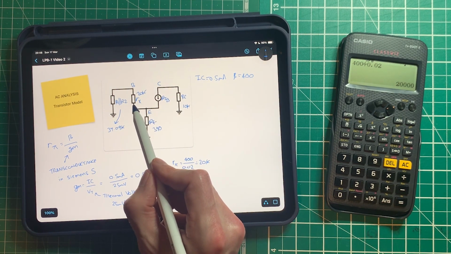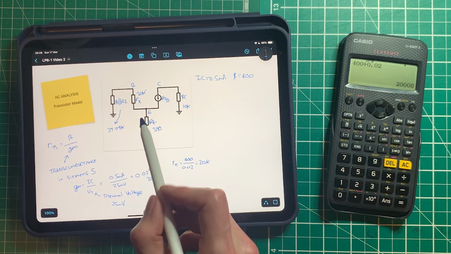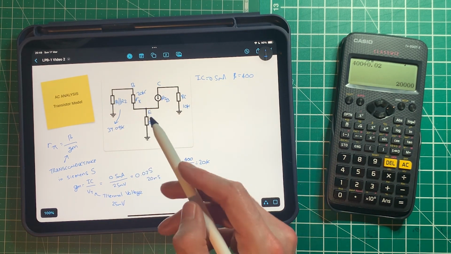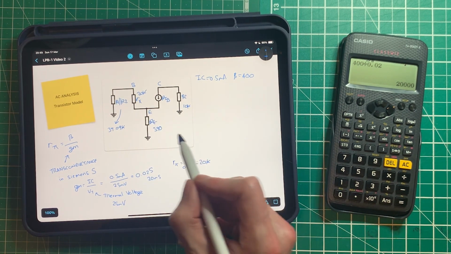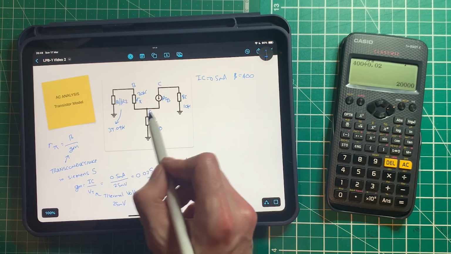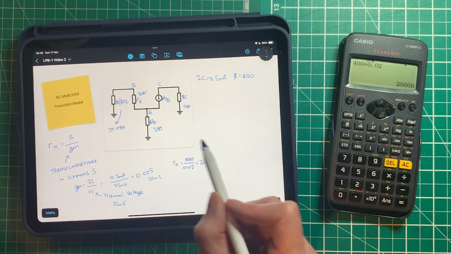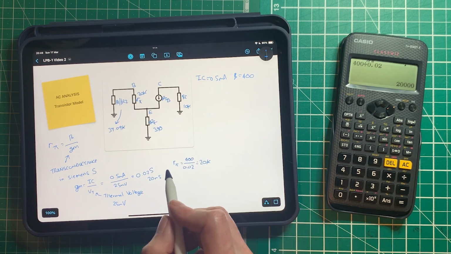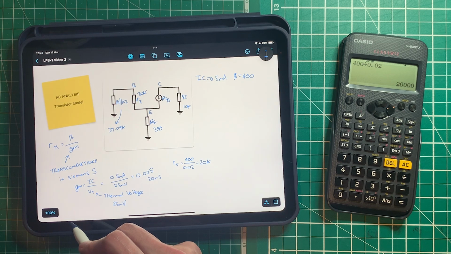Now this is not a resistor, it's a resistance. So just bear that in mind because it's a model of a transistor. And it's a small signal model as well, I need to point out. These models change when you get larger signals. Okay, so we know R pi is 20 kilo ohms.